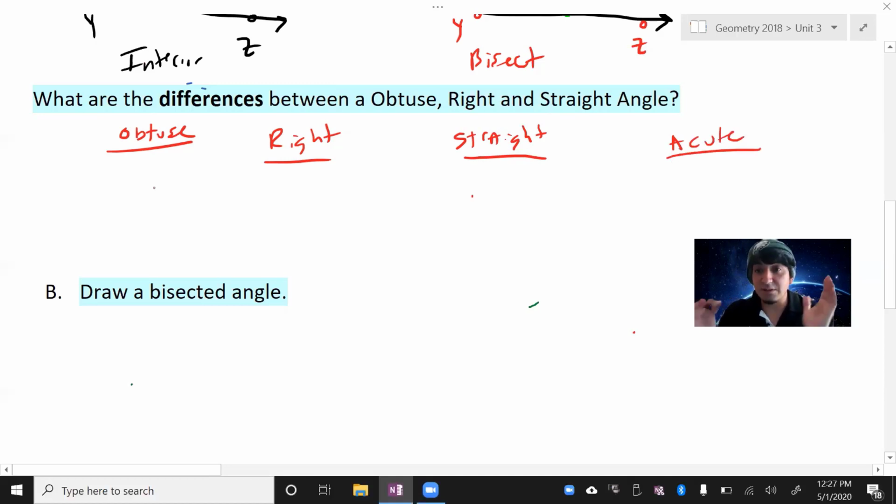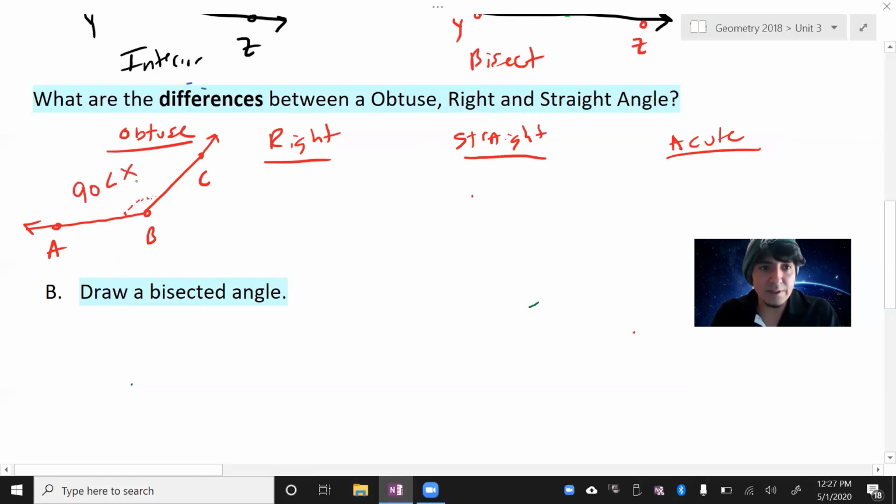So obtuse, initially, is when you have a set of points and they go ahead and create an angle that's bigger than 90. So my bridge length here would be 90, but X would be any sort of number. So it'll be a number that's greater than 90.